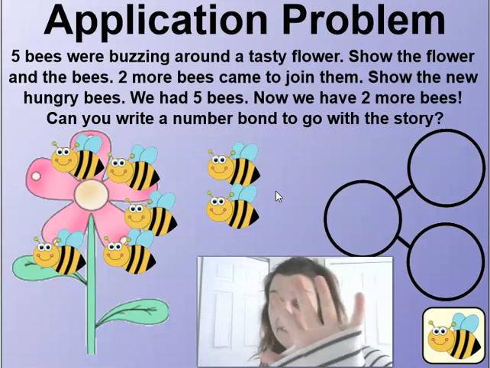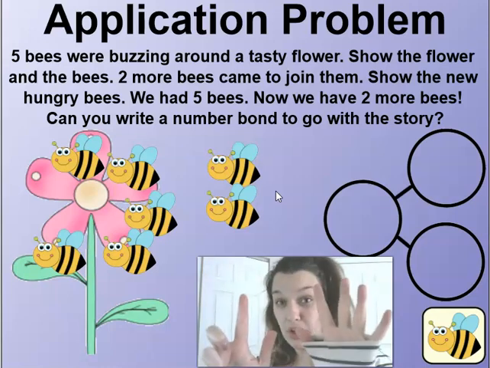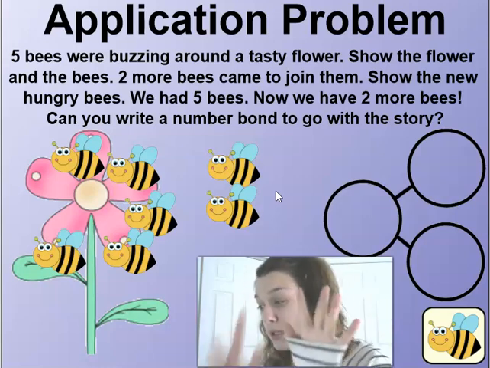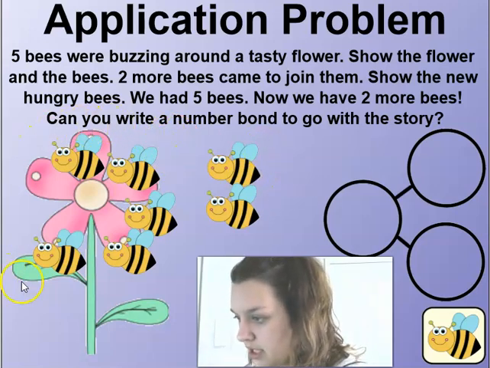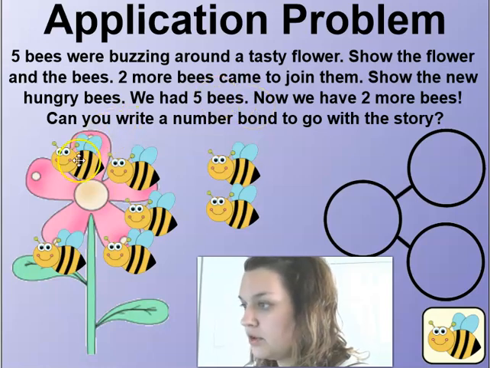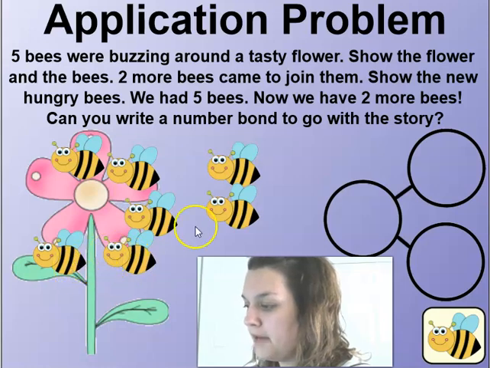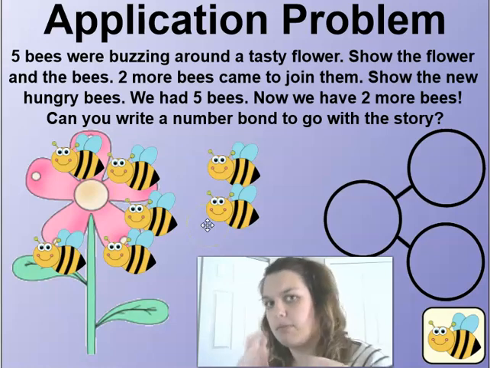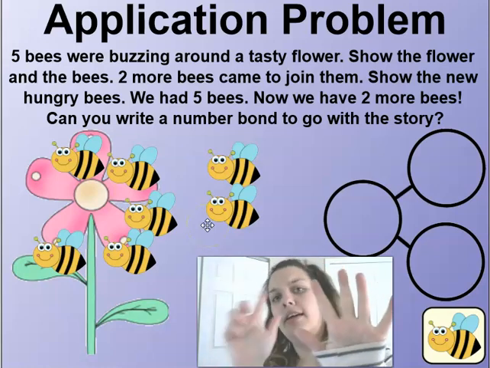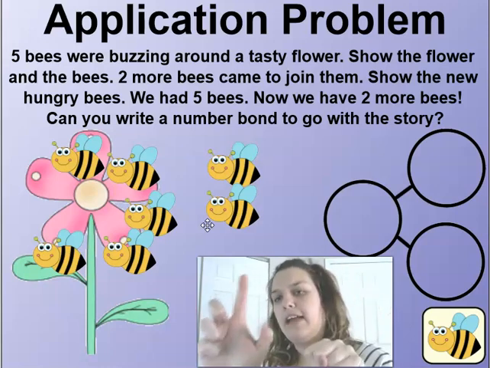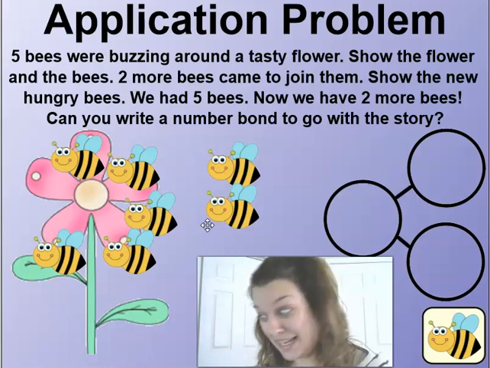So we had 5. We brought 2 more. 2 more bees wanted to taste that flower. How many did we have all together? All of these are whole. How many do we have all together? Let's count. 1, 2, 3, 4, 5, 6, 7. Now let's do it on our fingers and see if we get the same thing. So we have 5 and 2 more. Let's count. 1, 2, 3, 4, 5, 6, 7. We did it! Great job!